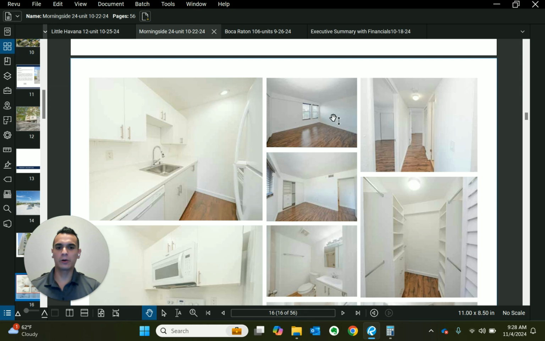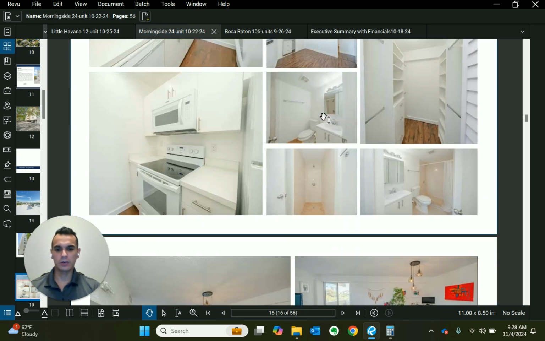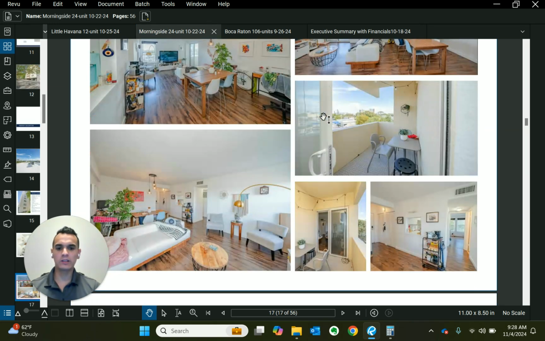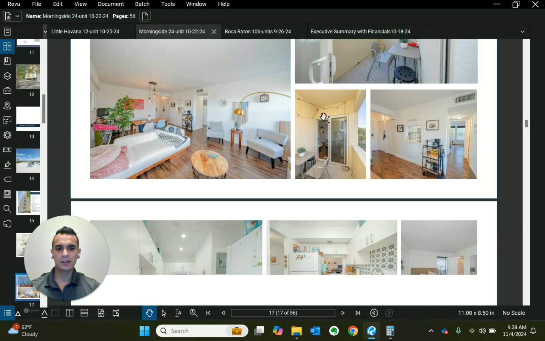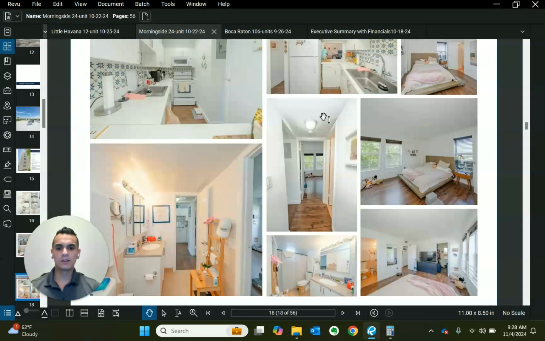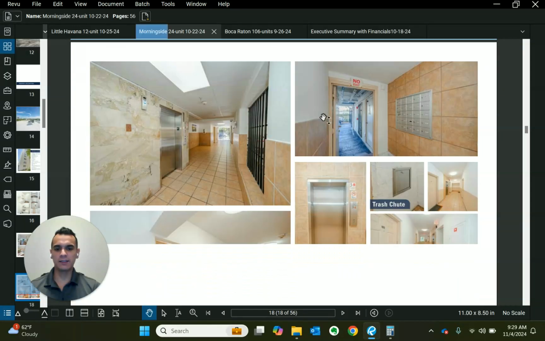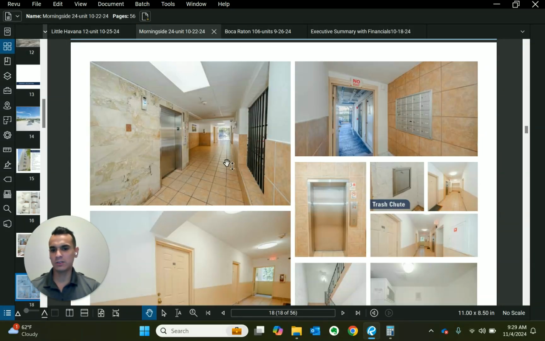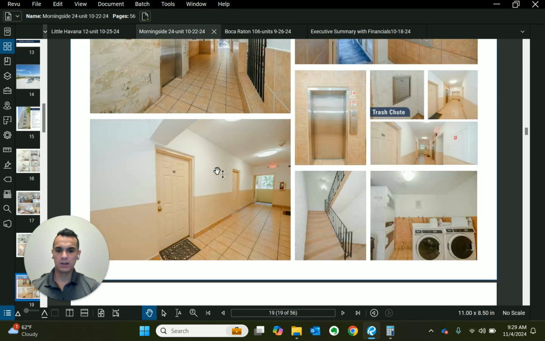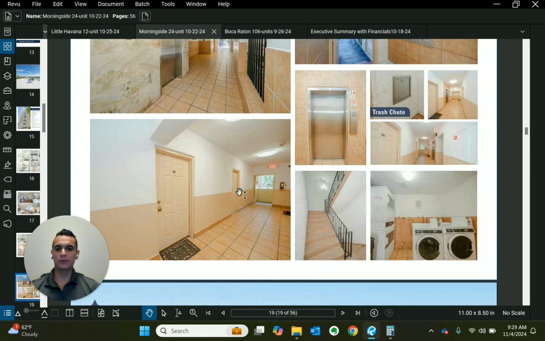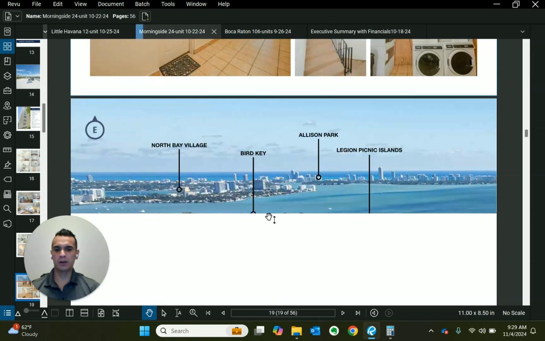A lot of white going around. Limited windows here, so you don't get a ton of natural light. But overall, they look pretty standard for what you would expect in this product. I would say not a huge amount of renovation upside in the interiors. Look at these common areas. You can see that they do look very dated. It does look clean, which is good. But if you were looking to do a more intensive renovation, you could definitely come through these common areas.